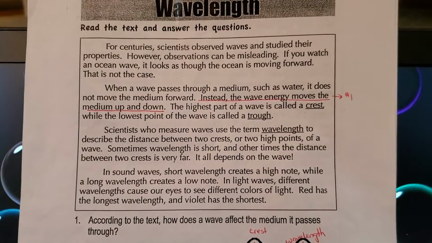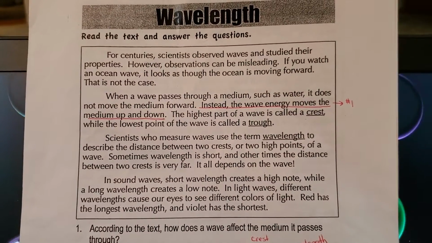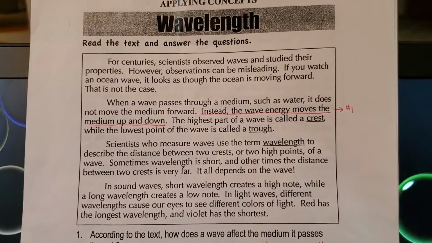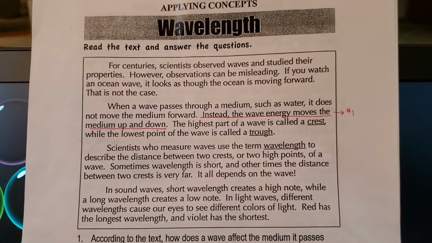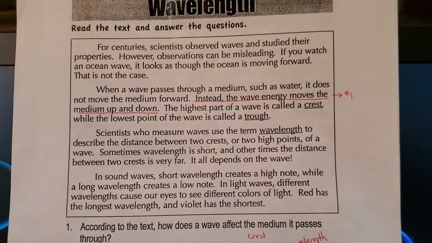It says observations can be misleading. You know what that means? It means that what you see and what you think you see is not really what is actually happening. It's kind of tricky. Sometimes we get fooled. Well, let's keep reading, see if we can understand that.